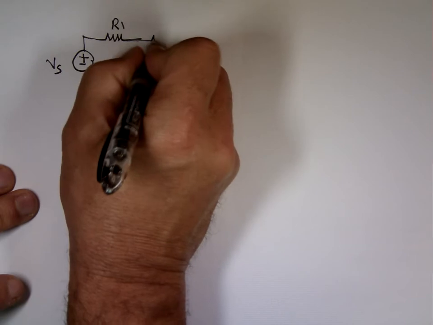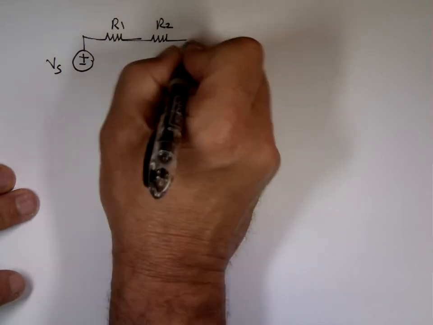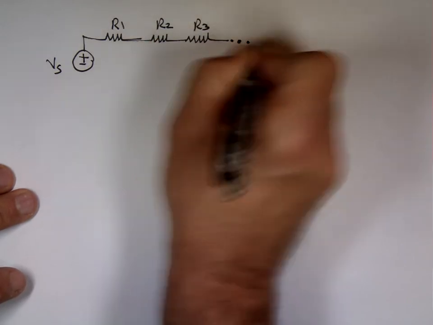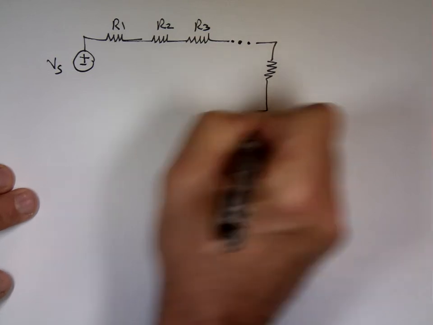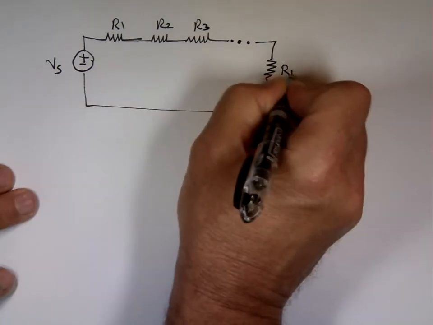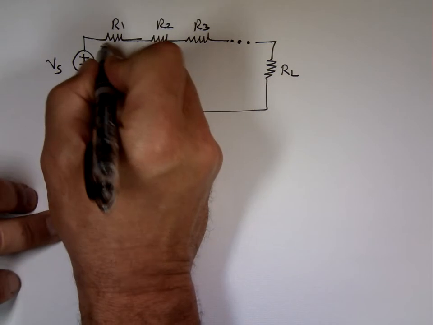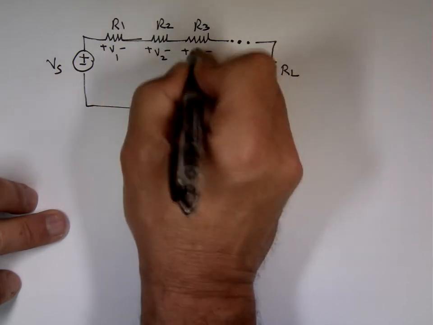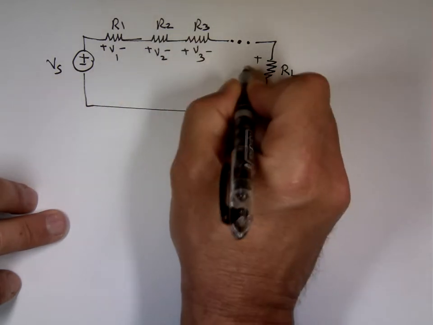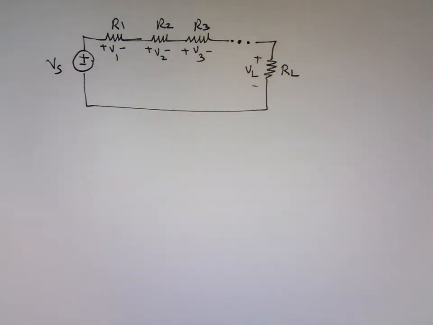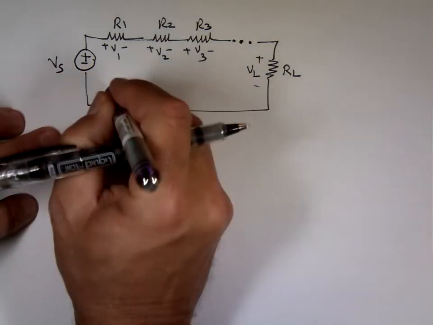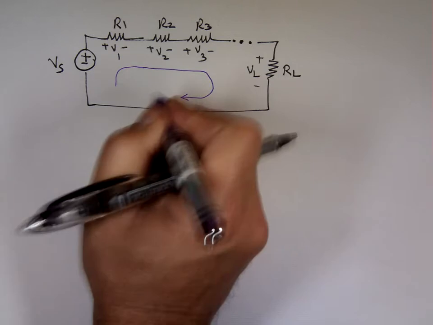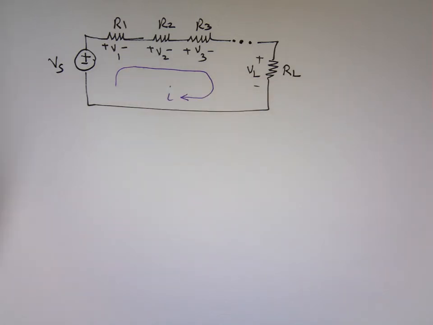R1, R2, R3, RL, doesn't matter how many we have. It's going to be V1 here, V2 here, V3 here, VL here. Again, I'm making them plus to minus because I'm making the assumption, because the source is minus to plus, the current will be going this way. And that'll be the correct assumption.